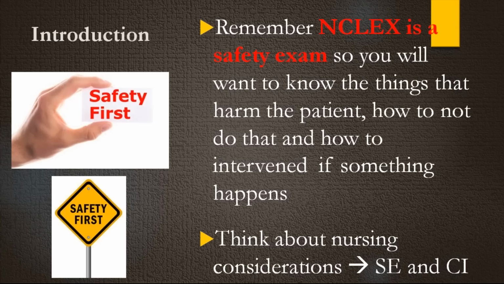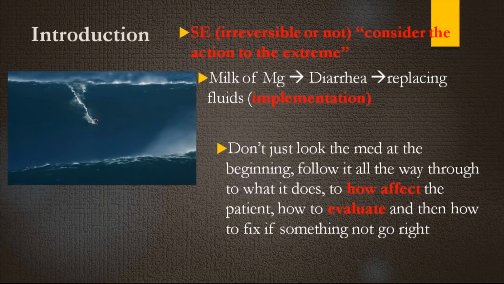For this, we are going to talk about nursing considerations, and for that, you need to know the side effects and the contraindications. When you talk about side effects, just to remind you, it is the effect of the drug. For example, milk of magnesia, used for treating gastric acid, produces diarrhea as a side effect. Magnesium is going to be a depressor, and mostly the side effect is going to be diarrhea.